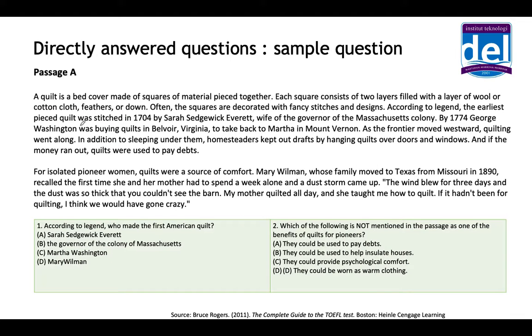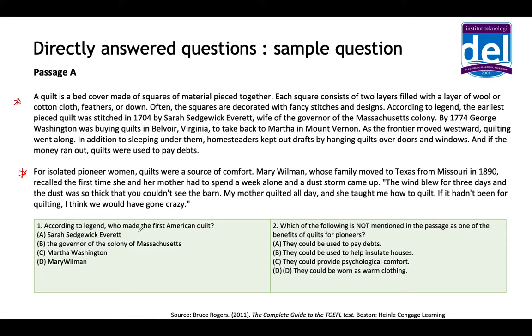Now let's look at a sample question. Here we've got passage A, and it consists of 2 paragraphs. As usual, what we need to do first is to identify the question. What kind of question is being asked? If we look at number 1, it says, "According to the legend, who made the first American quilt?" The characteristic here is "according to the legend." If we find the words "according to," it means that the answer is explicitly stated in the passage.